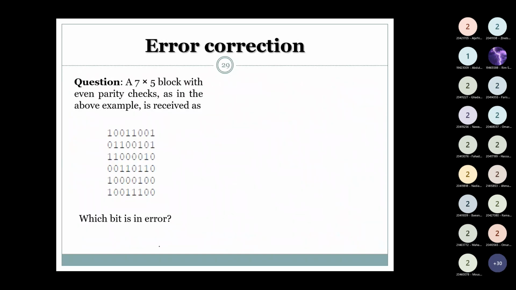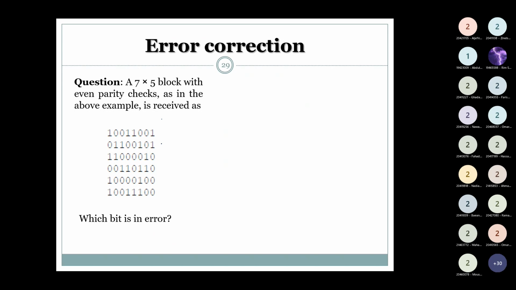So let's have a look at this example. A 7 by 5 block with even parity checks, as in the above example, is received as follows. This is the received block. Which bit is in error?